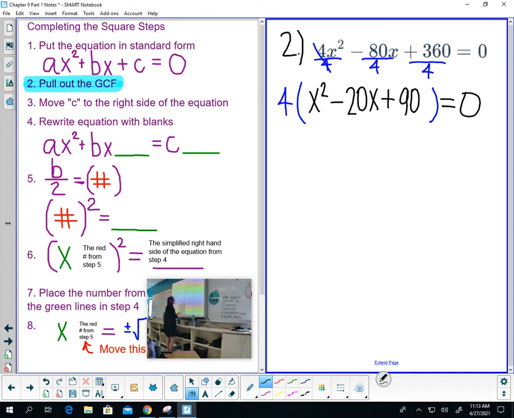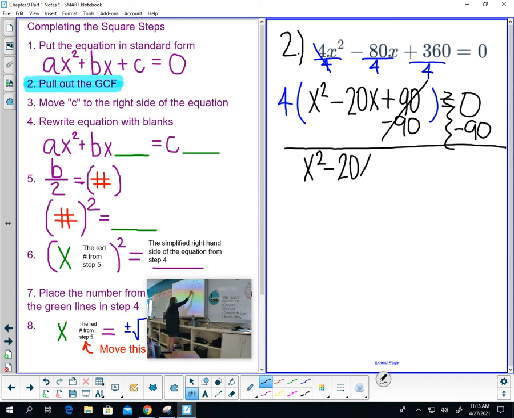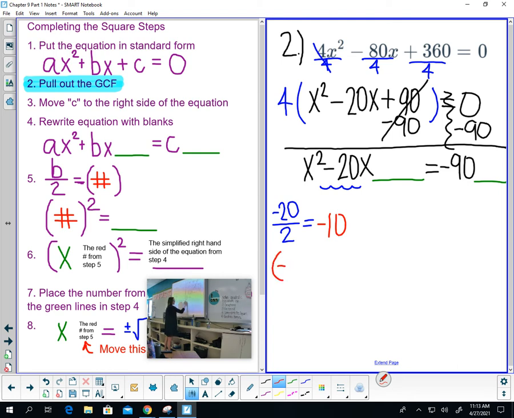Okay, so now looking at the inside, I see that I have to move this negative 90 to the other side. I do that by doing the inverse operation. 90 minus 90 cancels, so I'm left with x squared minus 20x. Leave that blank. 0 minus 90 is negative 90, and a blank. Then I'm going to take that middle term, that negative 20, divided by 2, and I get negative 10. Negative 10 squared is 100. Again, if you need to pause this video just to understand those steps that we've completed so far, please do so. We're going to add 100 to both sides.